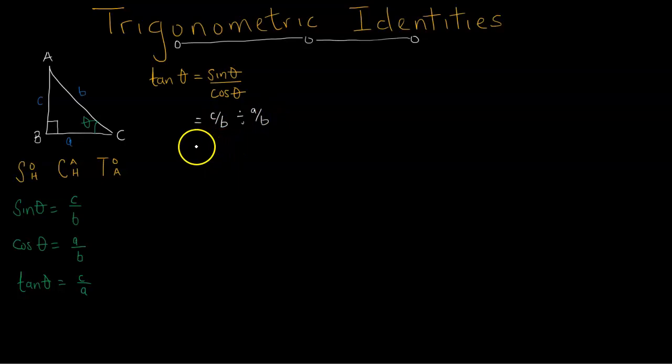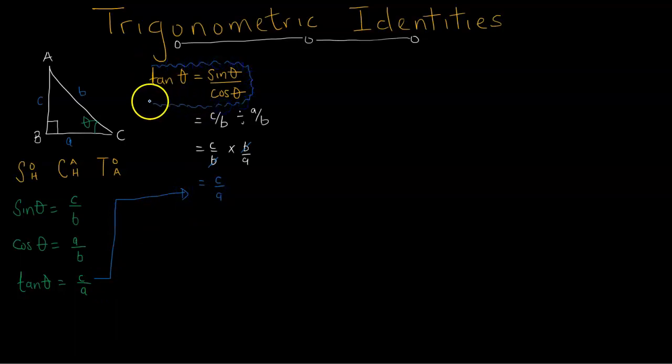From elementary math, we know that this division sign can just change to a multiplication, and I'm going to flip this fraction. So it's going to be b over a. B can make way for b, and I see that my right hand side is c over a, which is exactly what tan theta is. Therefore, we can see that the tan of any angle theta is the ratio of the sine to the cos. So let's show some trigonometric identities.